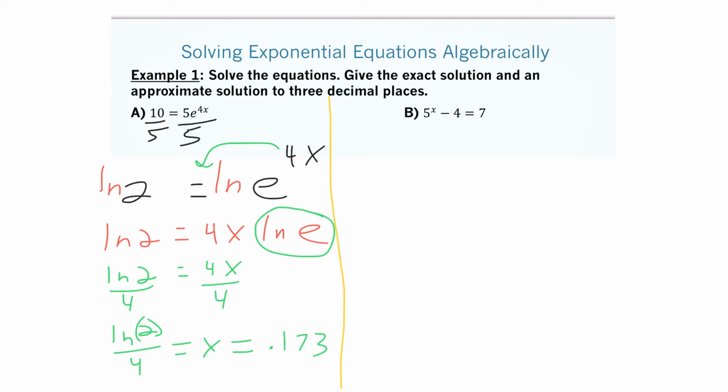So for the next problem, we have to get rid of anything that's multiplied or added or subtracted first. So we add 4 to both sides. 5 raised to the x equals 11. Now it doesn't matter if we take the natural log of both sides or the log of both sides. So I will take the log of both sides.